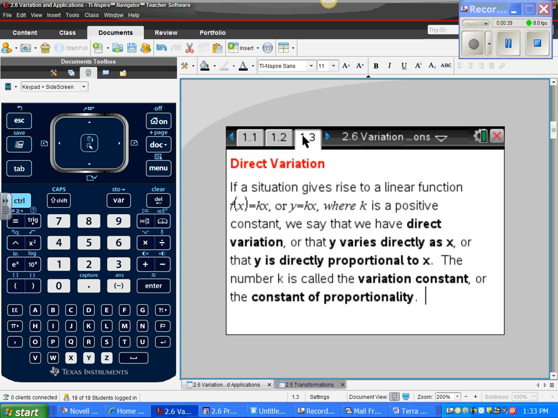So direct variation is if a situation gives rise to a linear function, so f of x equals k times x or y equals k times x, where k is that positive constant, we say that we have a direct variation, or that y varies directly as x, or that y is directly proportional to x. The number k is called the variation constant, or constant of variation, as we called it last year. It's also called the constant of proportionality. So again, direct is that y equals k times x. Okay? And that's nothing new. You knew about that last year.